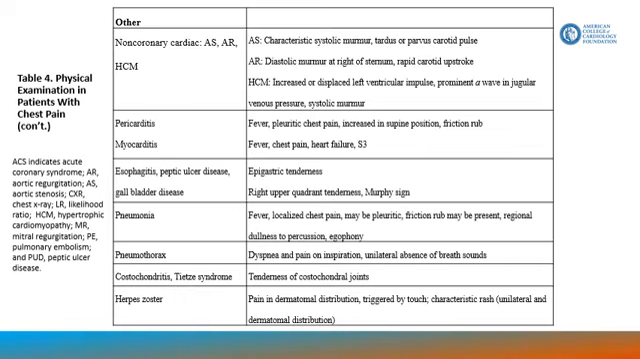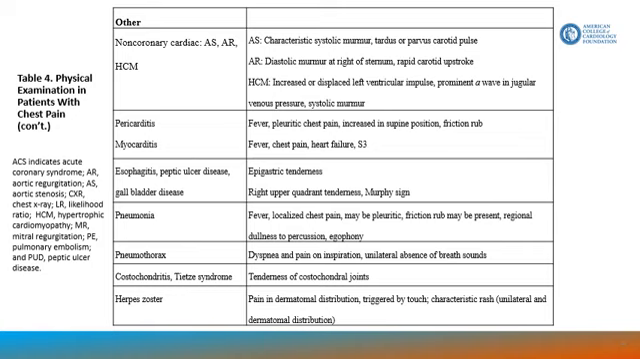What about other causes? Non-coronary but still cardiac causes. We will listen for the murmur: aortic stenosis, aortic regurgitation, and HOCM. Pericarditis will present with fever, chest pain in supine position, friction rub. Myocarditis, we will have gallop, S3 gallop, and heart failure symptoms. Esophagitis, we will have epigastric tenderness, peptic ulcer.